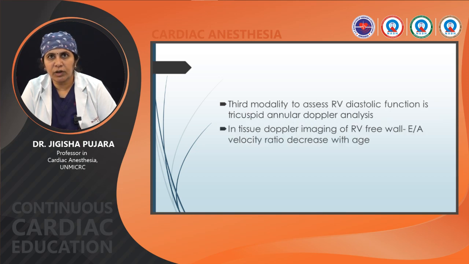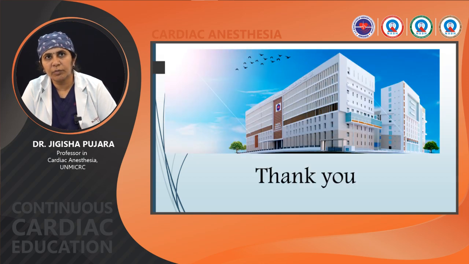The third modality to assess RV diastolic function is tricuspid annular Doppler analysis. In tissue Doppler imaging of the RV free wall, the E by A velocity ratio decreases with age. Thank you. That's all about right ventricular function assessment by transesophageal echocardiography.